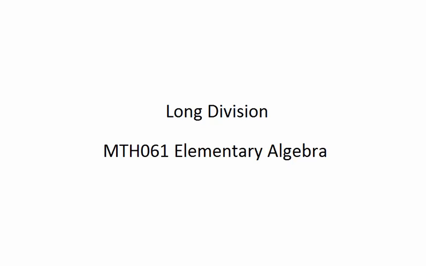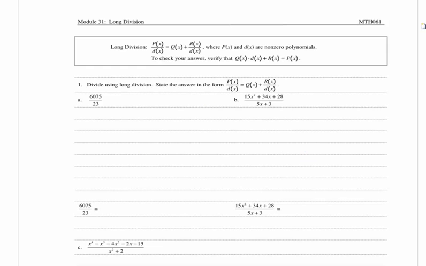In this video, we're going to take a look at long division. In number 1, it says divide using long division. State the answer in the form of p of x divided by d of x is equal to q of x plus r of x divided by d of x. And in A, we have 6,075 divided by 23.